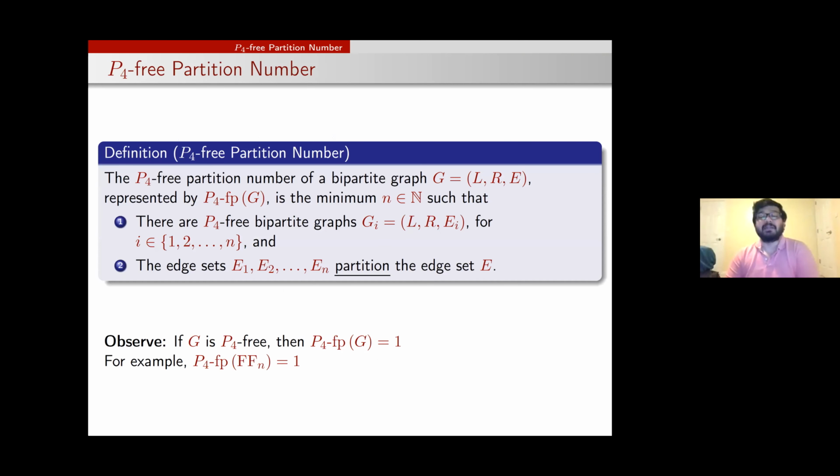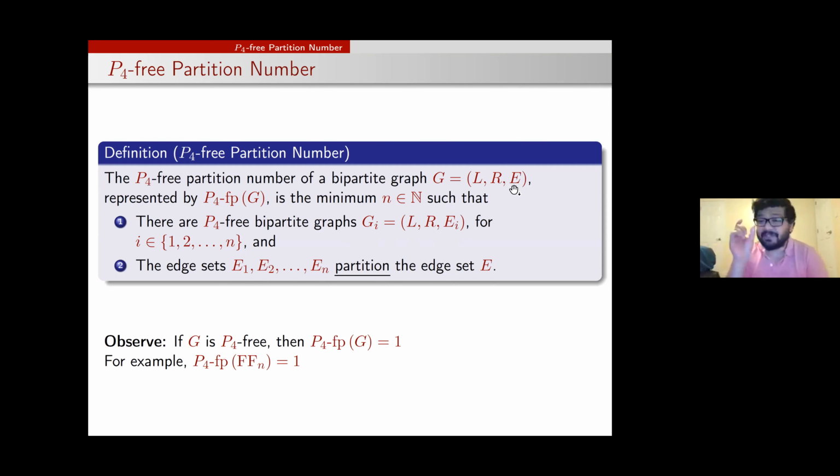So now let me introduce the first concept that we introduced, the P4-free partition number. Suppose we are given a graph G. Our objective is to find the minimum number of P4-free graphs, G_i, such that their edge sets, E1, E2, ..., En, partition the original edge set of the graph G.